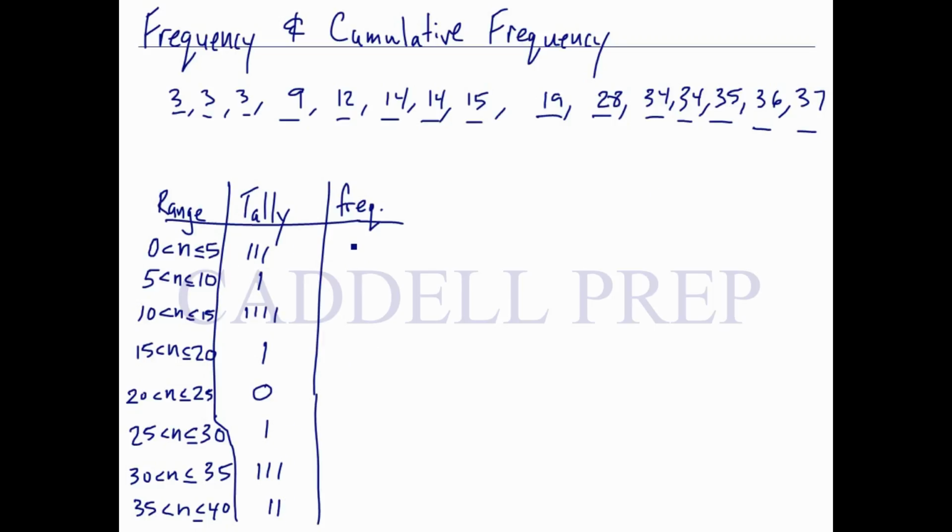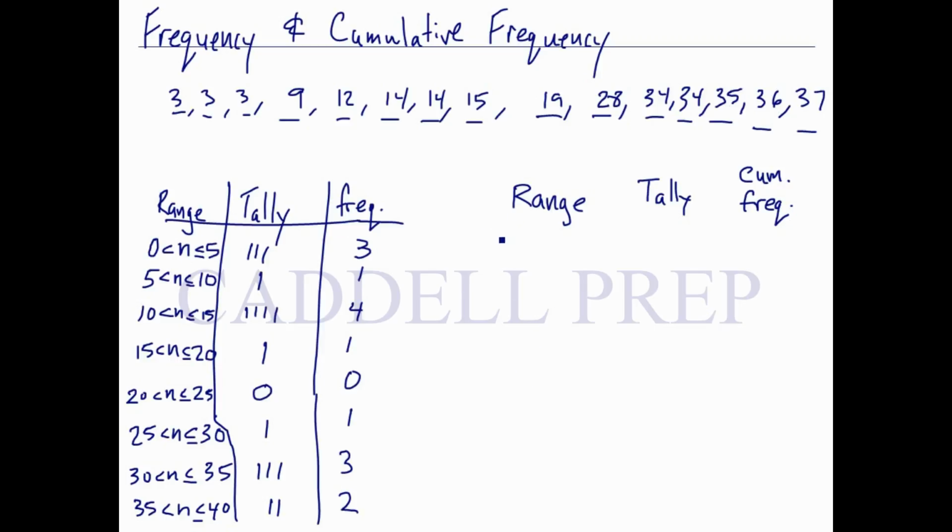So now let's write down the actual frequency. 3, 1, 4, 1, 0, 1, 3, and 2. So this is our frequency chart. Now let's do the same thing for cumulative frequency. So we have range, tally, and now this would be cumulative frequency.